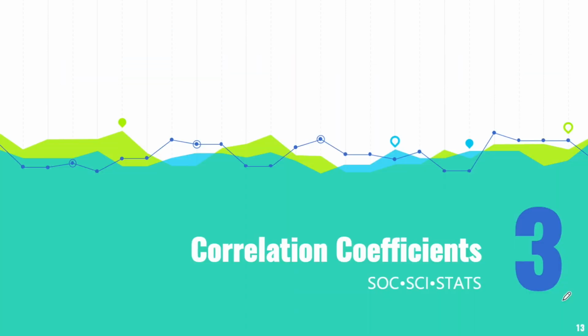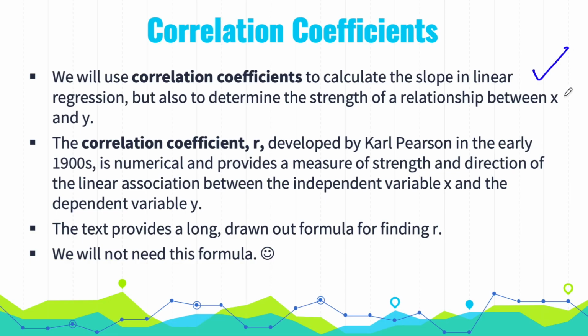Let's make sense of this by using a more concrete mathematical concept called r, the correlation coefficient. We will use correlation coefficients to calculate the slope in linear regression, but also to determine the strength of a relationship between x and y. The correlation coefficient, also noted by a lowercase r, was developed by Karl Pearson in the early 1900s. It's numerical, and it provides a measure of strength, one, and direction, two, of the linear association between the independent variable x and the dependent variable y.